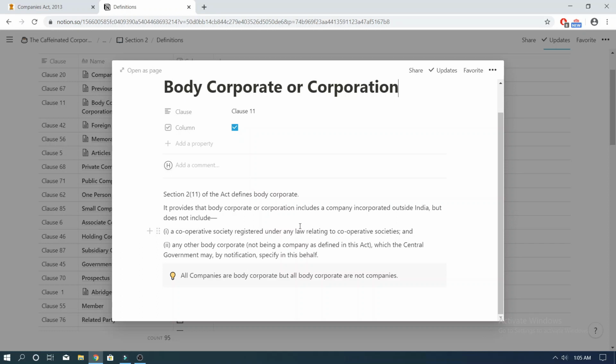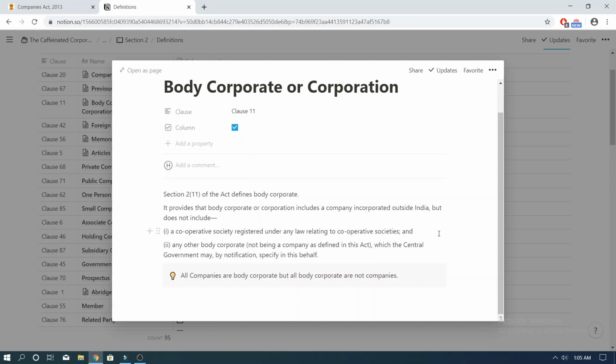Therefore, the intent of the Act was not to tell us what is the meaning of the term body corporate. Rather, it wants us to interpret which entities would fall under the category of body corporate. Therefore, we can say that any entity which is incorporated as a separate legal entity under the law would definitely fall under the category of body corporate.